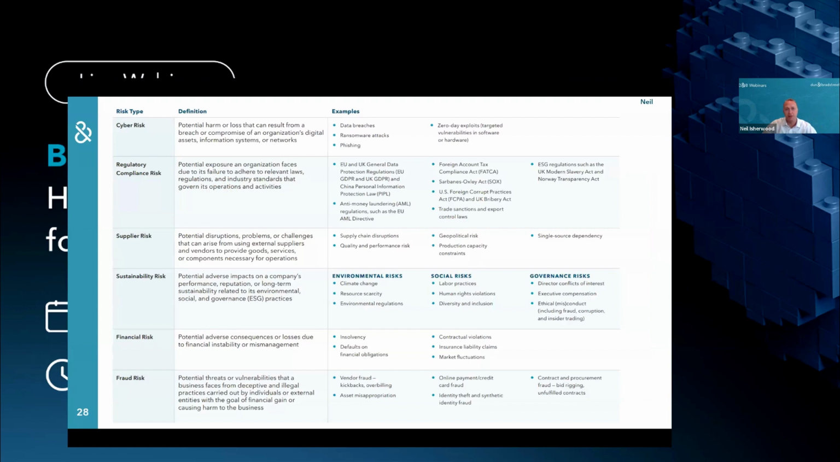And I've just put a table on the screen. Obviously, we won't go through this. We don't have time to talk through it. But this table does actually exist in an ebook that D&B have produced around how to create an effective third-party risk management policy. So rather than me reading through this, if you are interested, we can make that ebook available to you.